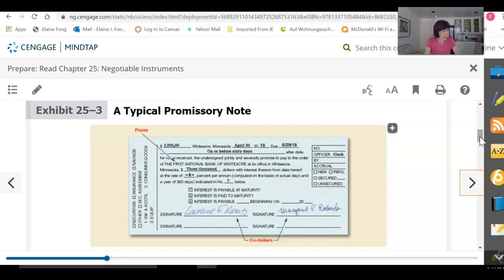Notice how at least they show you where the makers are, usually at the bottom of the instrument. So these are the people that made the promise to pay down here. Their last name is Roberts. The payee is up here. This is the bank. So whenever you take a loan from the bank for your car or a student loan, let's just say a house loan, you would sign a promissory note to the bank. Right? So promissory note, 2 parties, maker and payee.